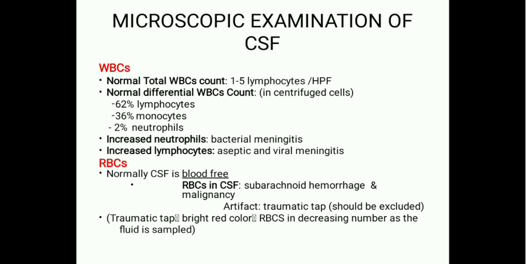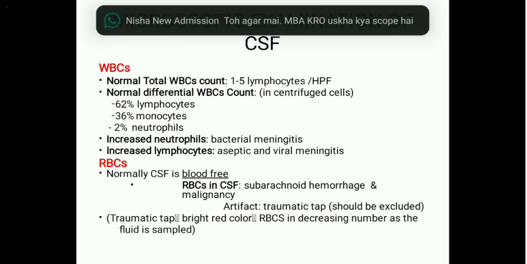Red blood cells. Normally CSF is blood free. In case of RBCs in CSF, consider subarachnoid hemorrhage and malignancy. Artifact from a traumatic tap should be excluded. In a traumatic tap, the CSF is bright red, with RBCs decreasing in number as the fluid is sampled.